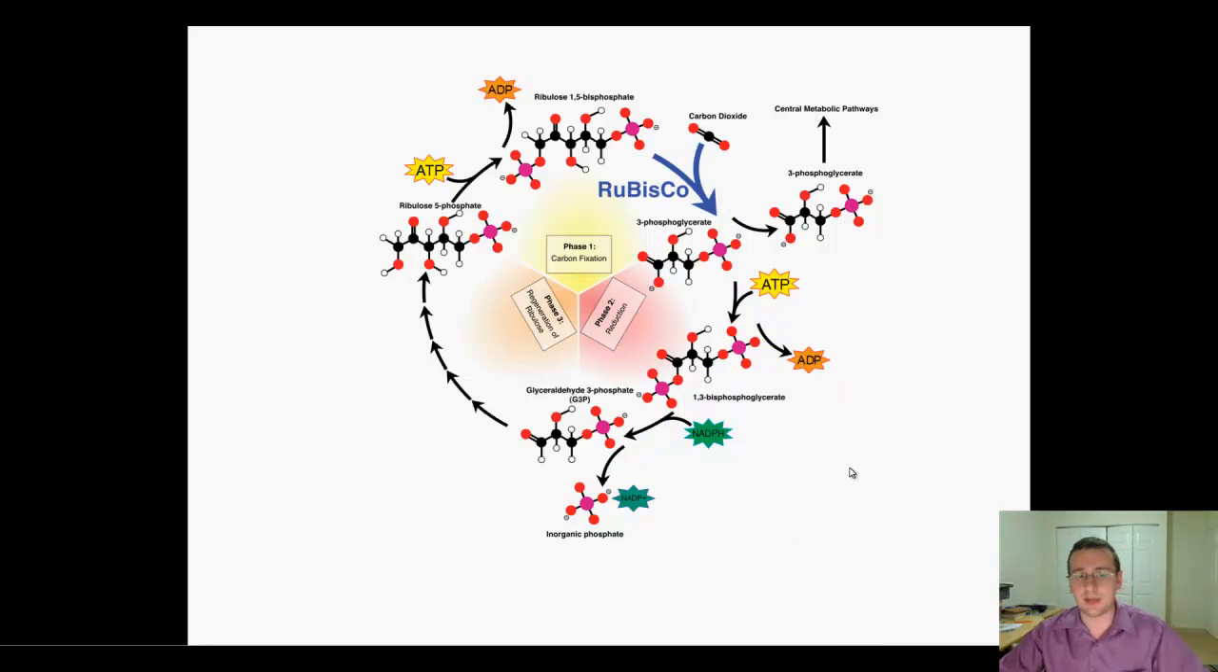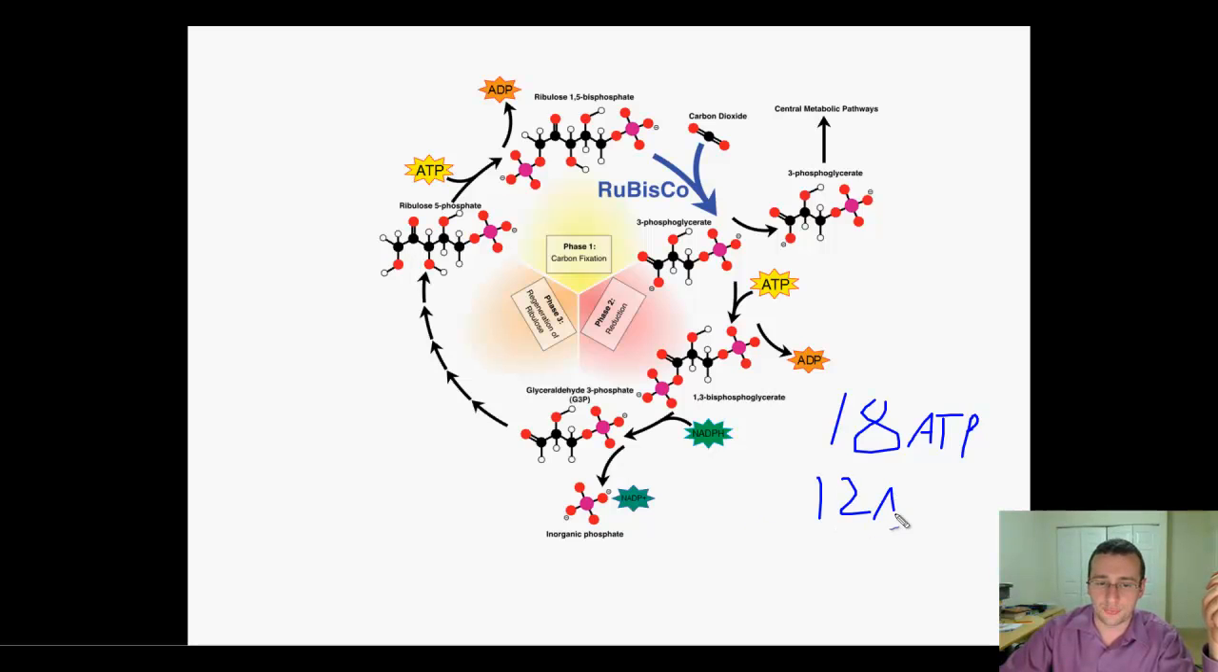So that means that we had 9 ATPs to make 1 G3P. So to make 2 G3Ps, which is what I need to make glucose, it's going to take 18 ATPs. Total of 18 ATPs. And since I needed 6 NADPH, it's going to take 12 NADPH to make this happen.